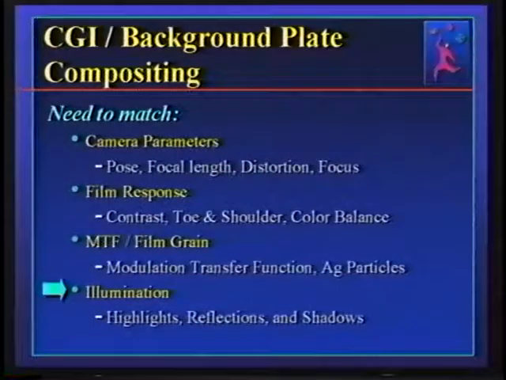First of all, there is a large number of things you need to match up in order to get a computer graphic element and a background plate to look like they really belong together. I'll only be speaking about the illumination, but these also involve the camera parameters, the film response, film grain, and even the modulation transfer function of the lens should be matched. But today I'll be discussing work that relates to matching the illumination between the actual scene and the synthetic objects.